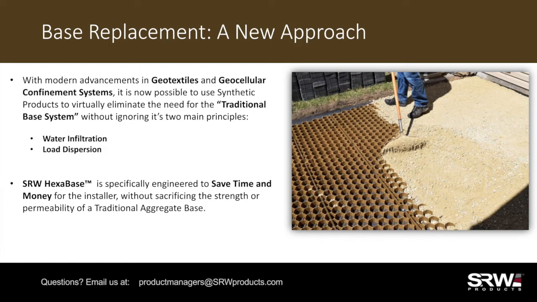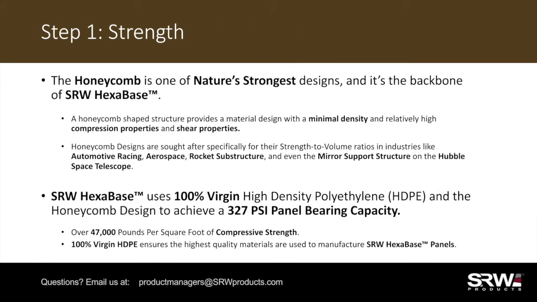SRW HexaBase is specifically engineered to save the installer time and money without sacrificing the strength or permeability of the traditional aggregate base. The first step in our design process was strength. The honeycomb structure is one of nature's strongest designs, and it's the backbone of SRW HexaBase. Using a honeycomb-shaped cell, we can create a design with minimal density while maintaining relatively high compression and shear properties. This is why honeycomb designs are sought out specifically for their strength-to-volume ratios in industries like automotive racing, aerospace design, rocket substructures, and even the mirror support structure for the massive Hubble telescope.